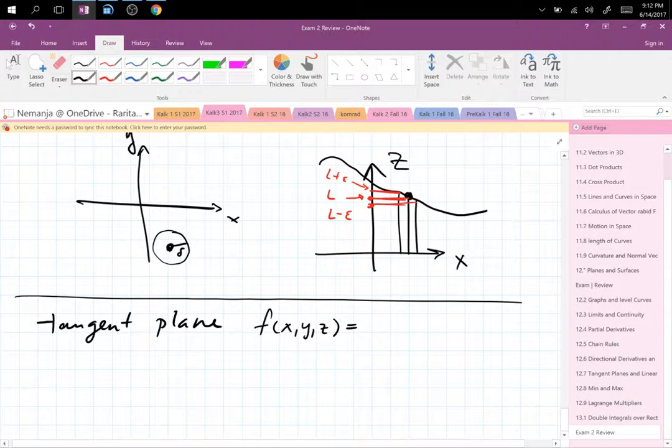What was that? yz to the power of xz. Like this? Then minus 20 equals 0. Yeah. And the points are 0, 4, and 5. 0, 4, and 5.